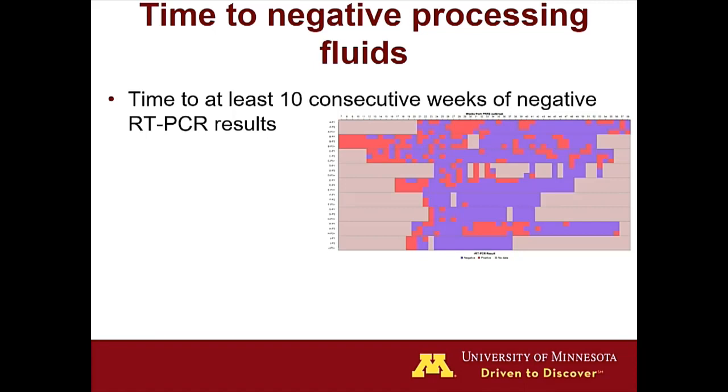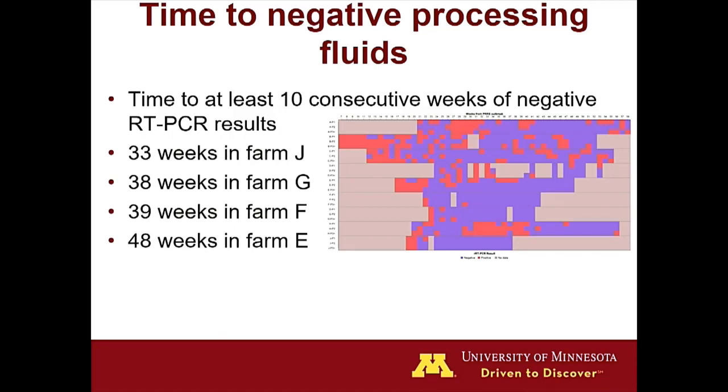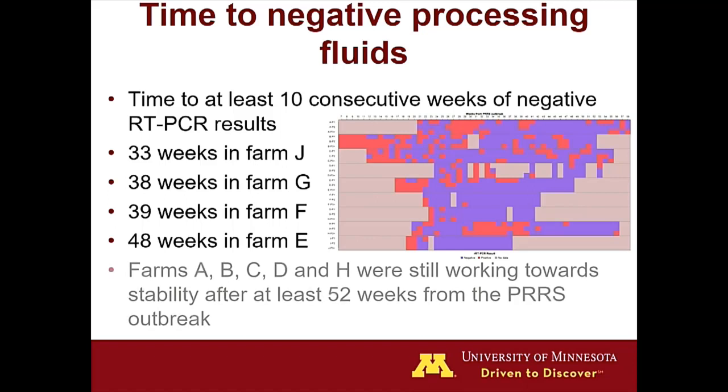Another measurement that we tried to get here was the time from the outbreak to having at least 10 consecutive negative weekly results. And this time in these farms that achieved stability was 33 weeks, 38, 39, and 48 weeks. However, we also have the remaining 5 farms that were still working towards stability after 52 weeks from the PRRS outbreak.